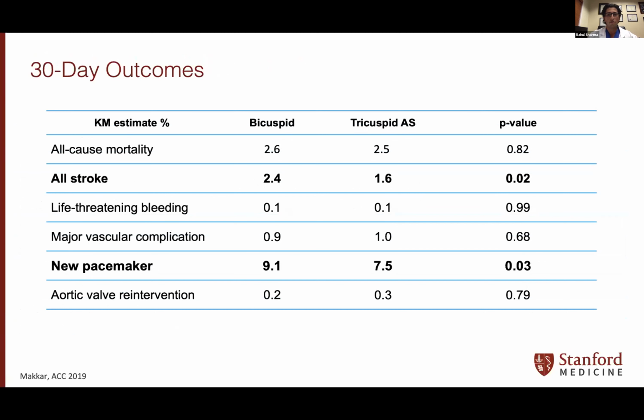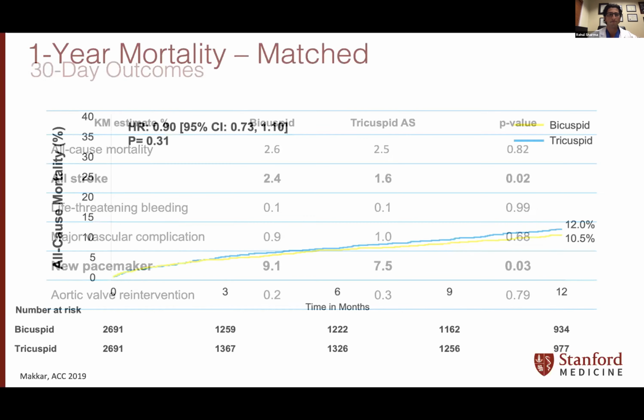Strokes between the two groups were different, and this has been one of the criticisms of TAVR in the bicuspid arena, the increased stroke risk that arises from bicuspid valves compared to tricuspid, and a lot of that is attributed to the greater degree of calcification or the fused raphe when you're passing wires, catheters, and indeed valves across the aortic annulus. There's also a slightly higher incidence of pacemakers in the bicuspid cohort as well.